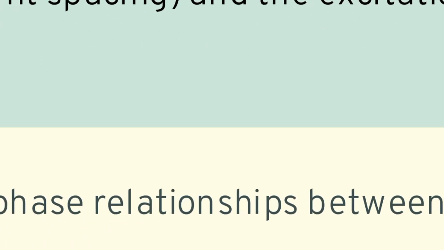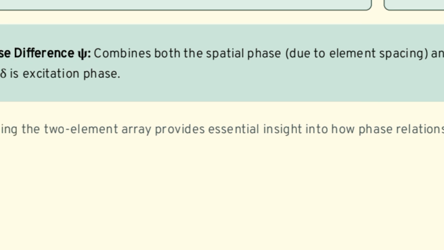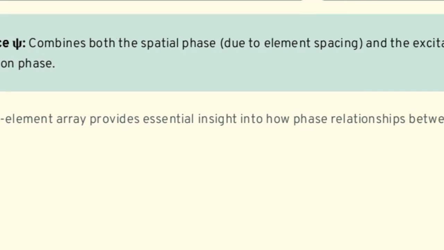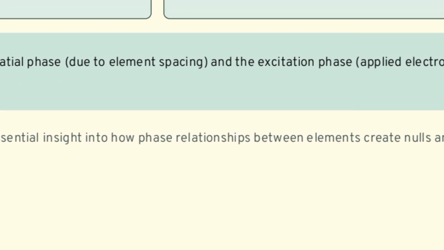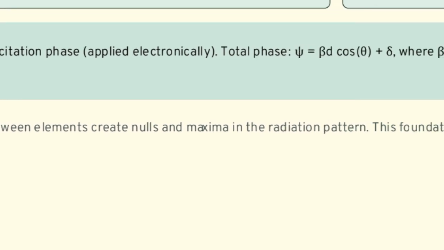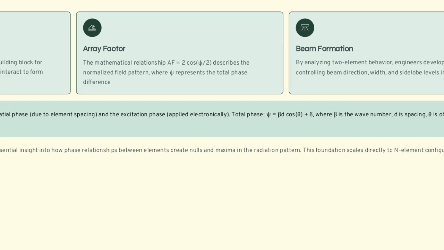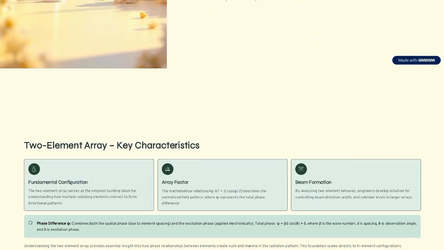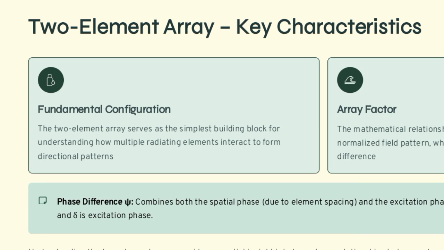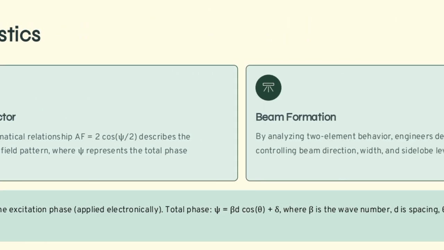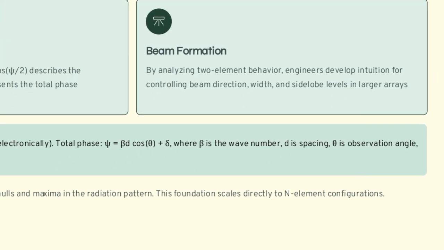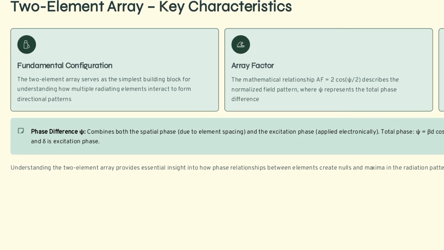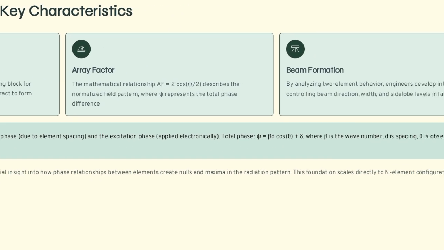The next thing we discuss is how the two element array creates nulls and maxima in the radiation pattern. This fundamental principle scales directly to the N element configuration. Here you have to remember three things: fundamental configuration, array factor, and beam formation. Finally, we need to remember the phase difference equation, psi equal to beta d cos theta plus alpha. So thank you.